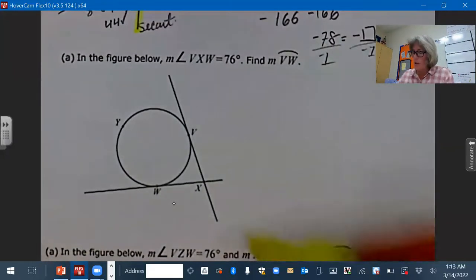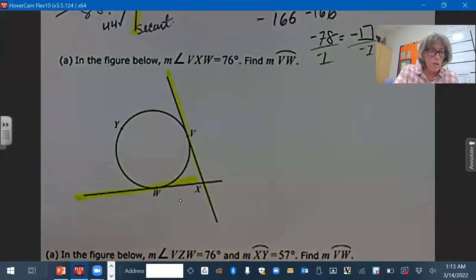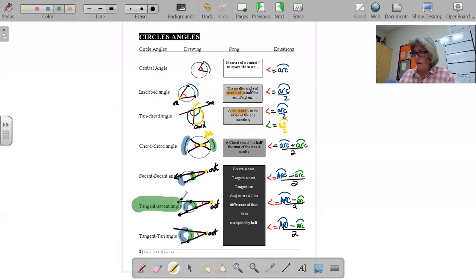Again, trace the angle you're working with and identify what it is. This is a tan-tan. Tan-tan. And a tan-tan angle equals big arc minus the little arc over 2.